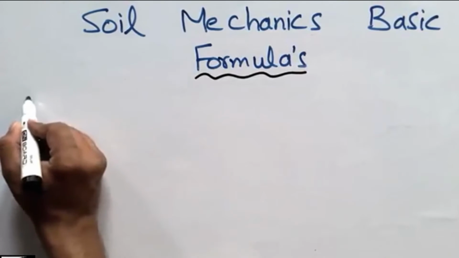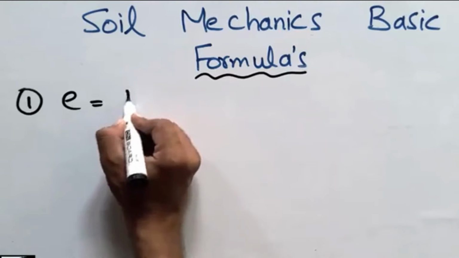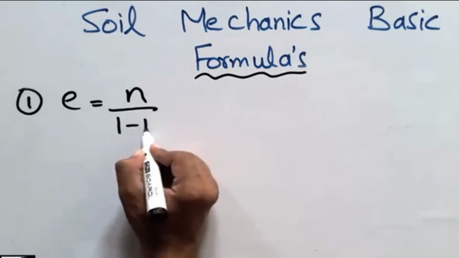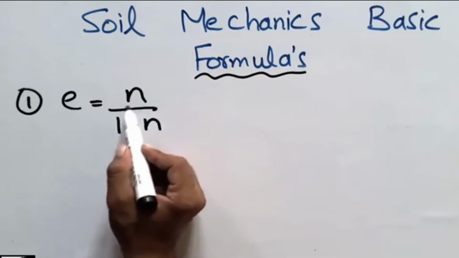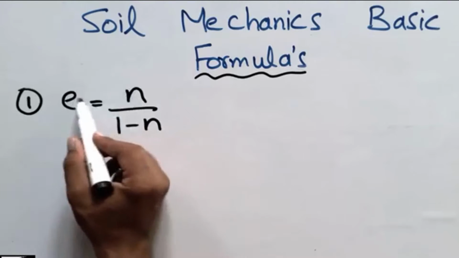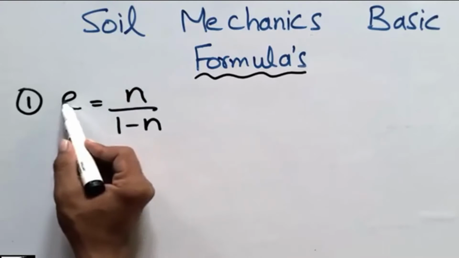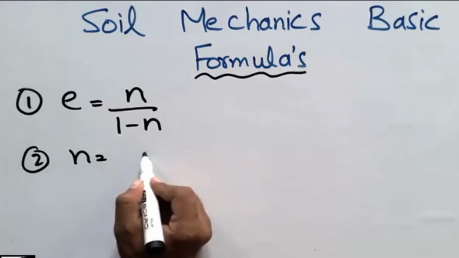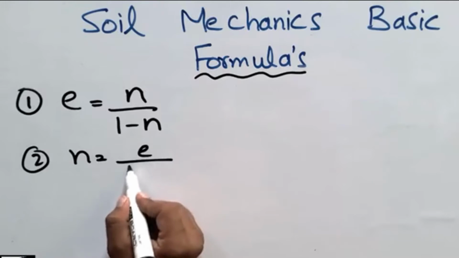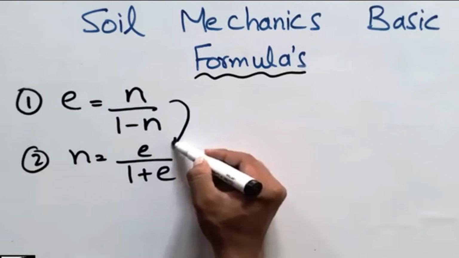The first formula used in soil mechanics is e = n / (1 - n), where e is the void ratio and n is the porosity. These are the two different terms used in this formula. If the porosity is known to us, then we can find the void ratio. Now the second formula: if we are given the void ratio, we can find the porosity by this formula.